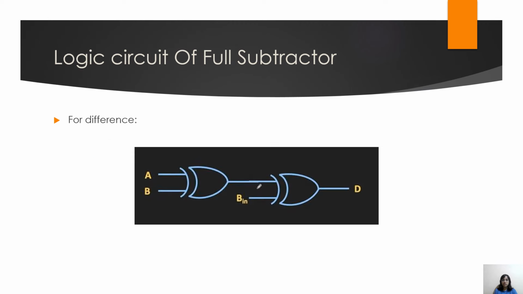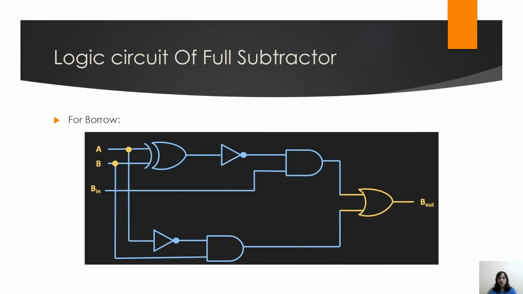Now let us see the logic circuit for a full subtractor for both the equations, difference and borrow. For the difference, the A and B inputs are connected to a XOR gate, whereas its output and Bin input are connected as inputs for another XOR gate. We get the difference output.